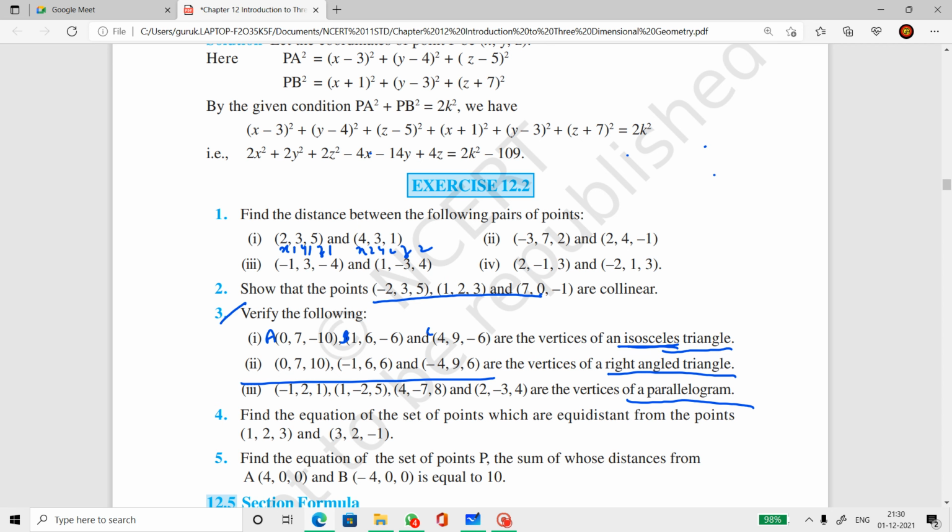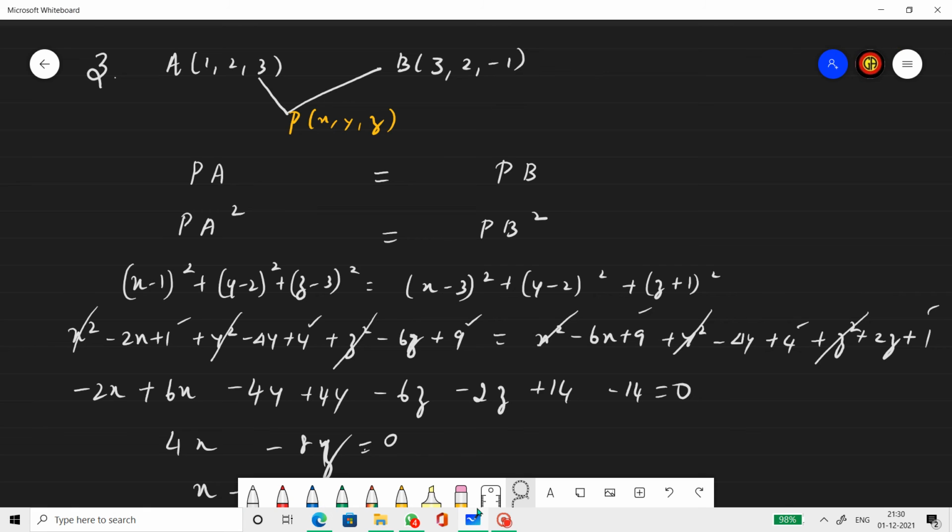Now, fourth and fifth are important questions. Find the equation of set of points which are equidistant from these 2 points. Now there is a set of points which moves in such a way that it is at equidistance from these 2 points. Alright, let's see how to do that. Now here, point A, this is question number 4.